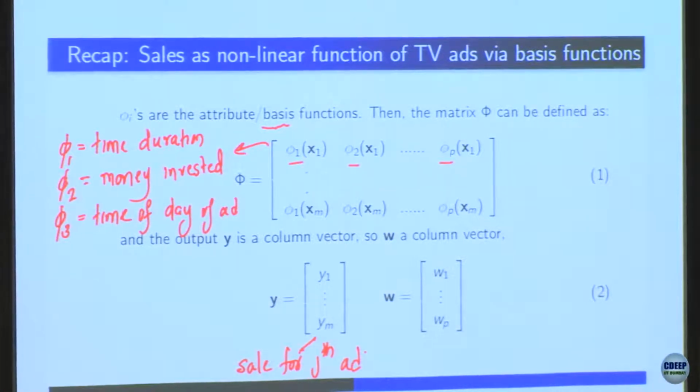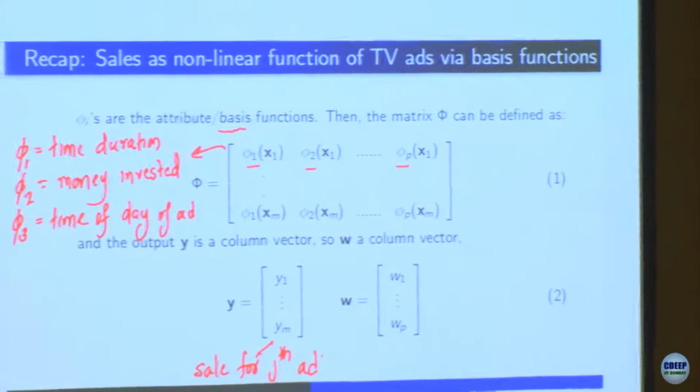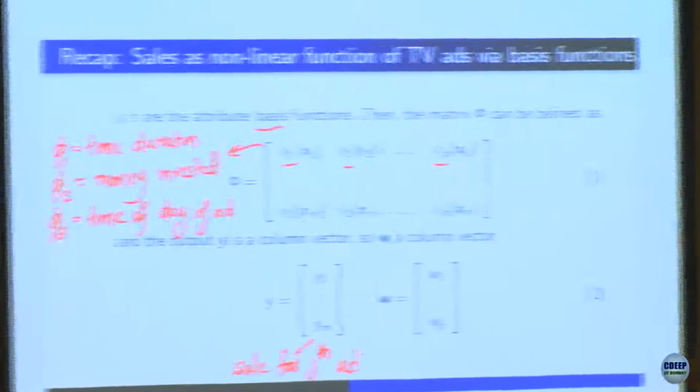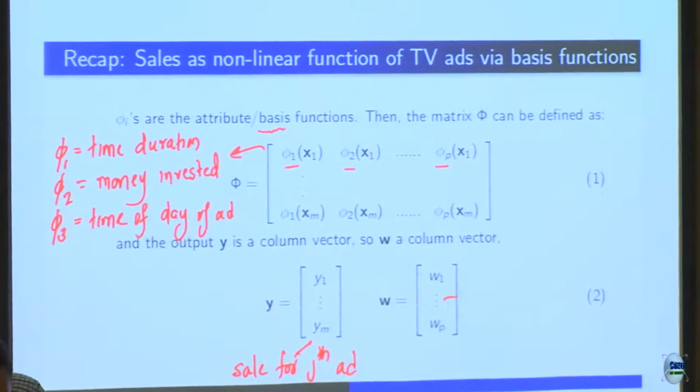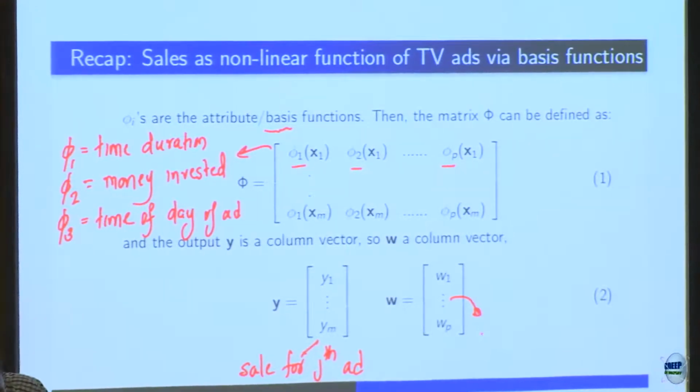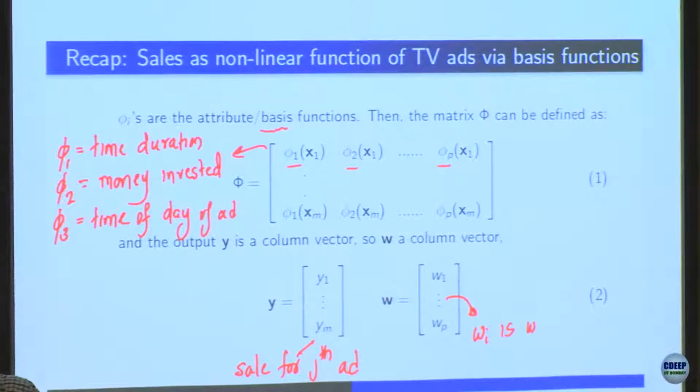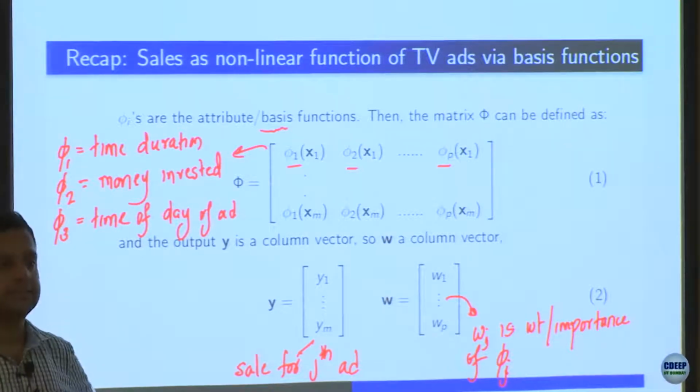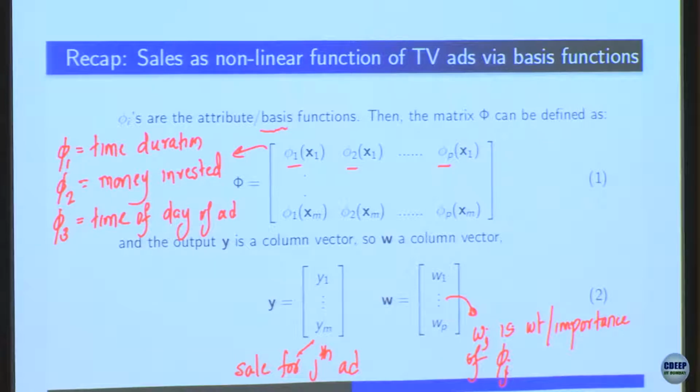W is a vector associated with the basis functions. So in general, you could have wj as the weight or importance of the basis function phi j. Is this clear?